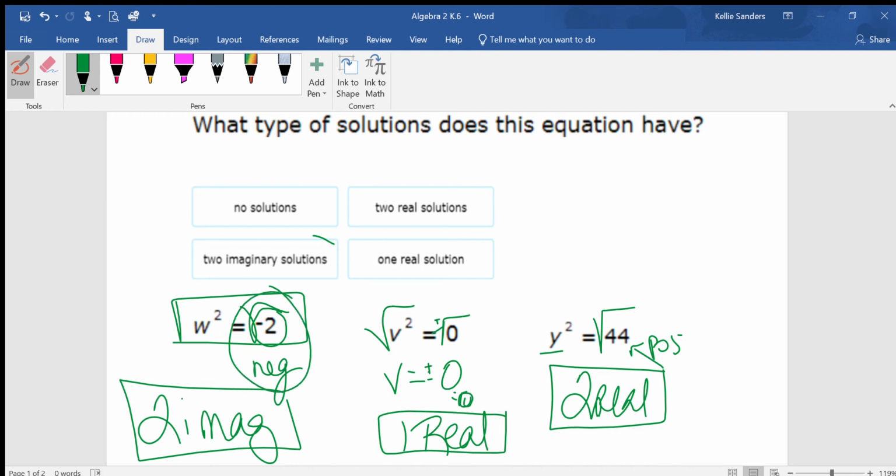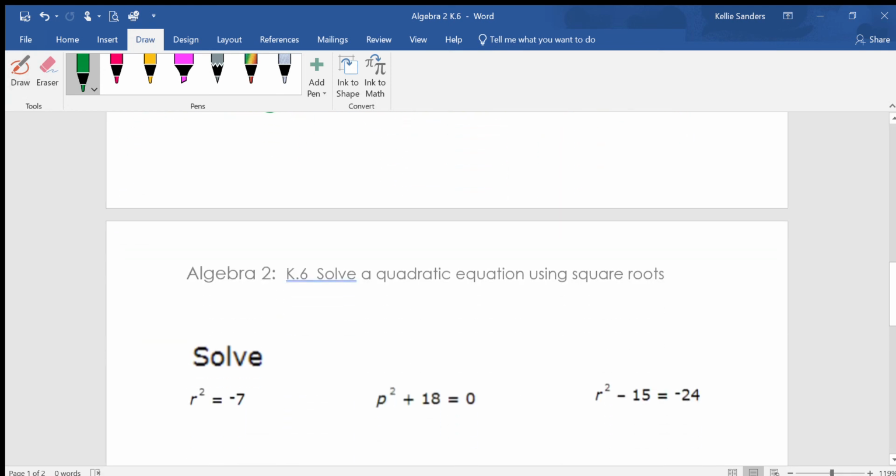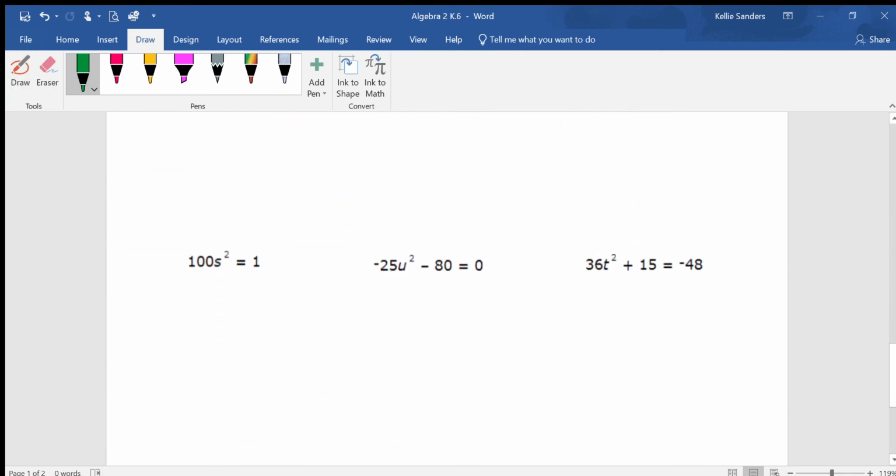So if this is negative, 2 imaginary. If this is 0, 1 real. If this is positive, 2 real. Okay, 6 more.